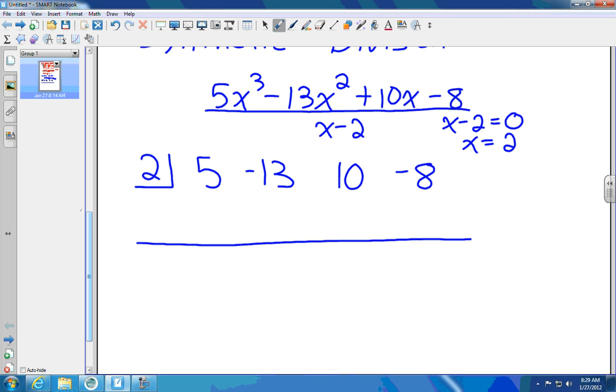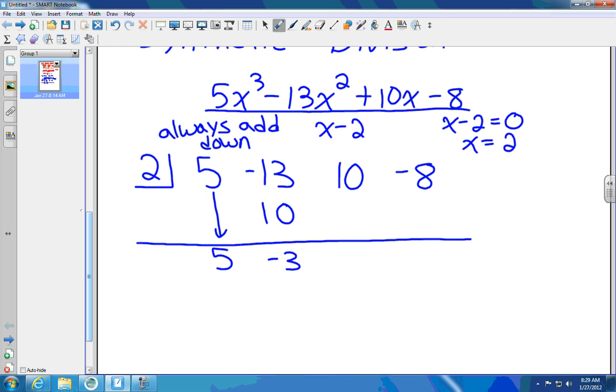You'll miss a step. First thing you're always going to do is bring down that 5 or whatever that number is, and that goes right there. That's always your first step. Bring that down. Then you multiply these two numbers. What would you get there? 10, and that goes over here. And then you always add down. Always add down. So if we added those numbers down, we would have negative 3, and then you start over.